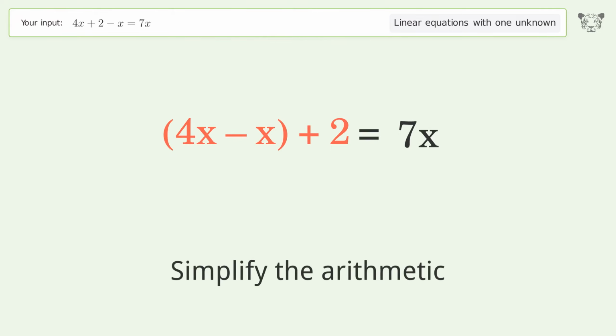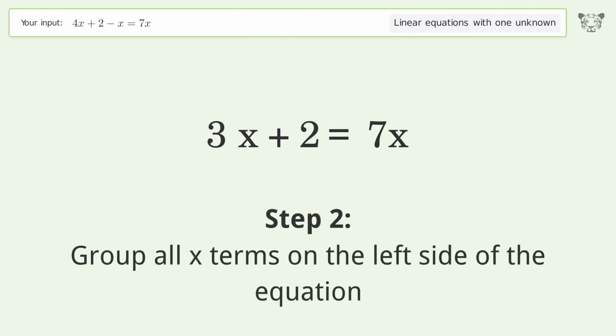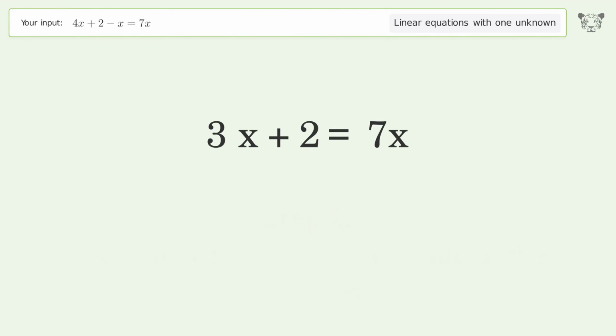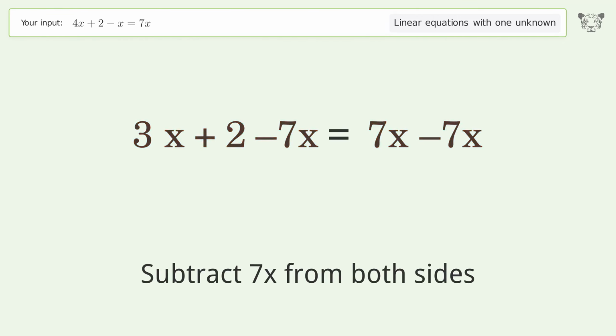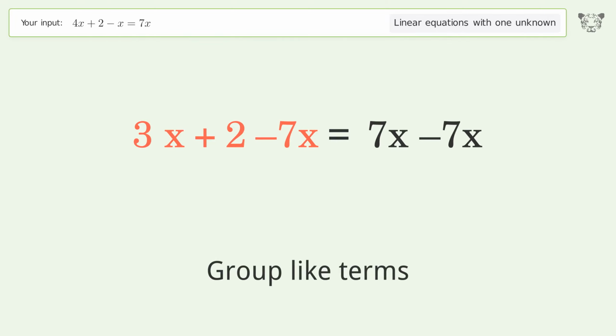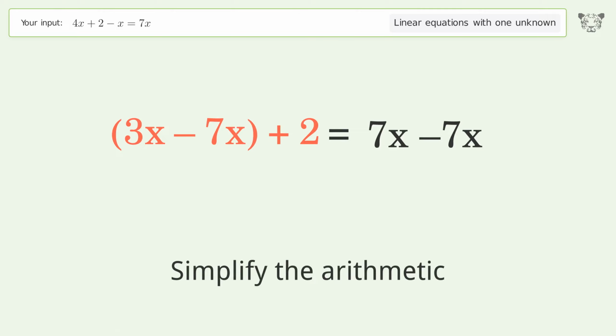Simplify the arithmetic. Group all x terms on the left side of the equation. Subtract 7x from both sides. Group like terms. Simplify the arithmetic.